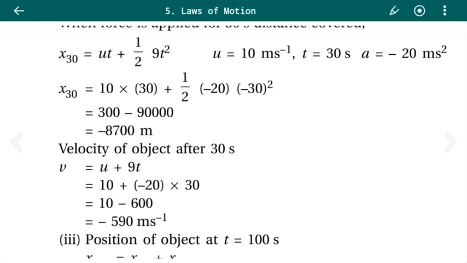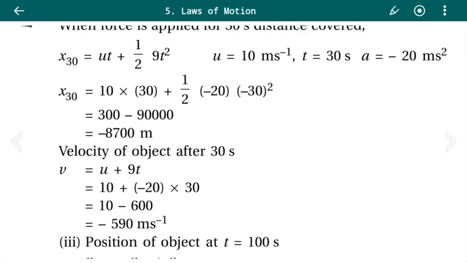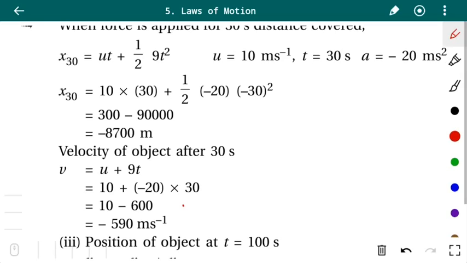Velocity of the object after 30 seconds, that is v equals u plus at. Using the acceleration formula, that is acceleration is change in velocity upon time. So v equals u plus at, u is 10, a is minus 20, t is 30. So calculating this, we get minus 590 meter per second.